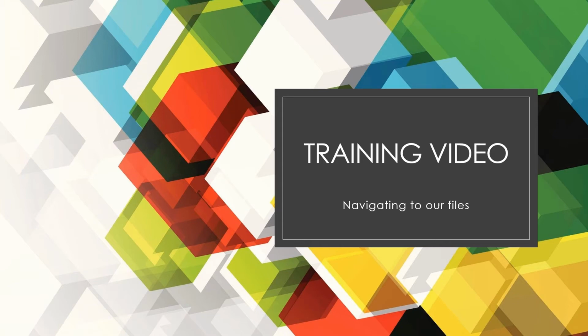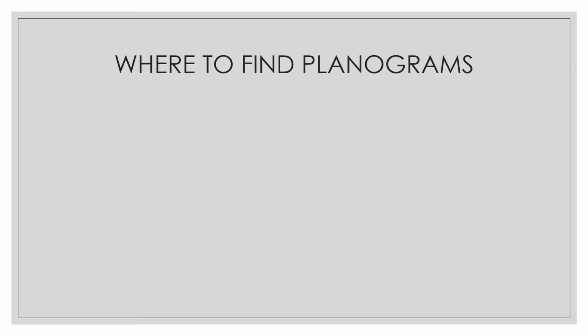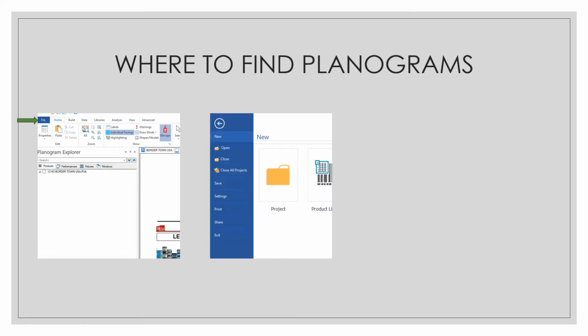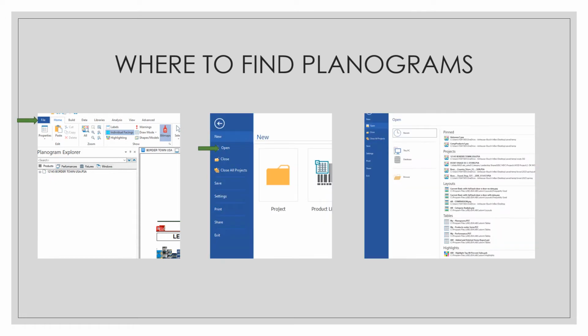Okay, this video is for navigating to our files. So where do we find these planograms? Well, you would go to the upper left-hand corner of your SPP and then hit File, and then you will hit Open, and then finally you will hit Browse, and that will open up another dialog box.